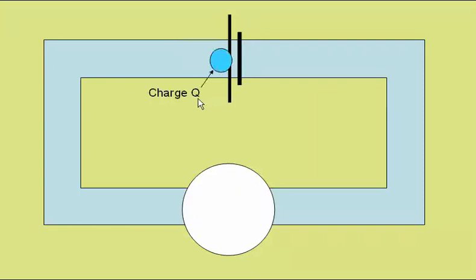Charge, given the symbol Q, will travel round the circuit, carrying energy. It will collect energy from the cell and transfer it to the lamp. The lamp will then retransmit that energy as heat and light into the surroundings. The charge will come back to collect more energy, like this.